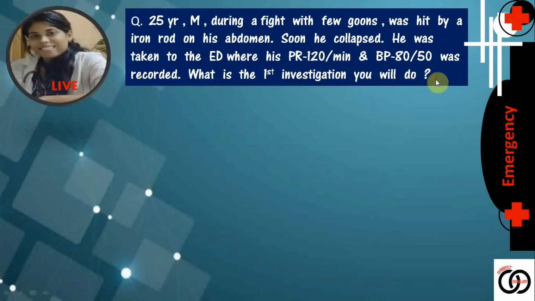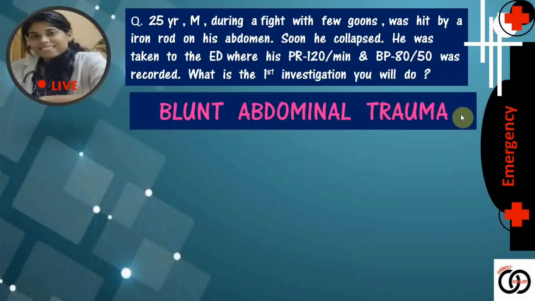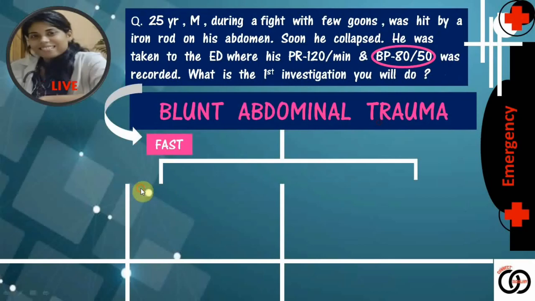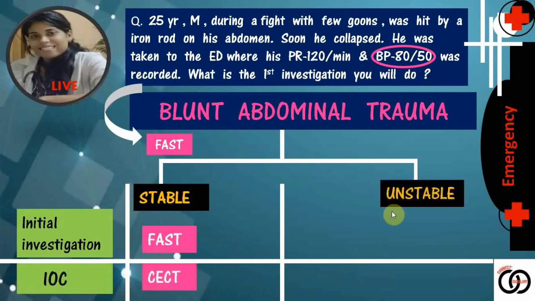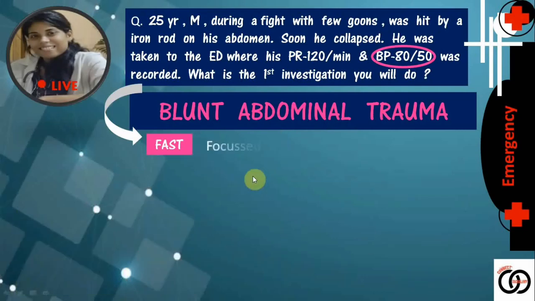Okay, so this is a case of blunt abdominal trauma where the patient has become unstable. Initial investigation for this case is FAST. Remember, in case of blunt abdominal trauma, if the patient is stable, the initial investigation is FAST and the investigation of choice is CECT, while if the patient is unstable, the initial investigation as well as the investigation of choice both are FAST. FAST refers to focused assessment sonogram in trauma, where ultrasonography is done by the emergency physician on an urgent basis.